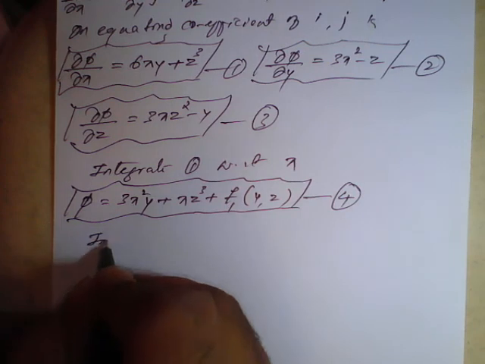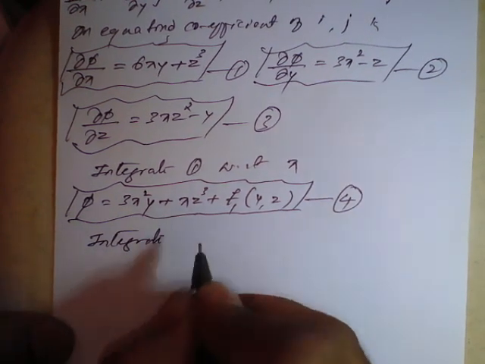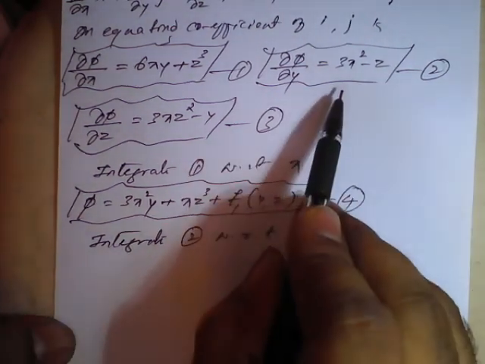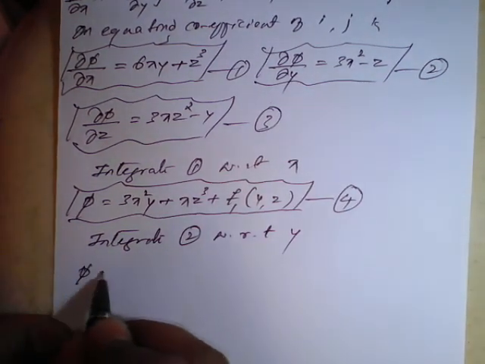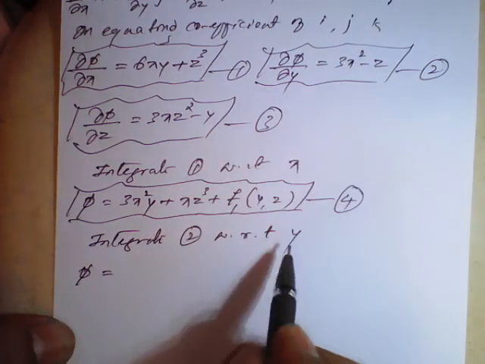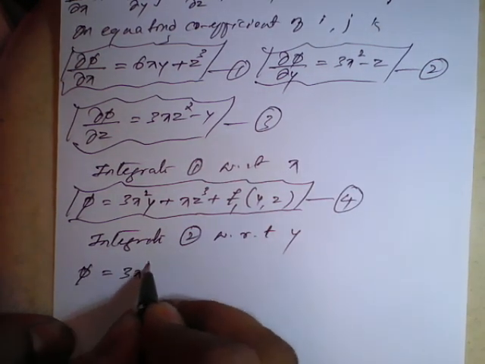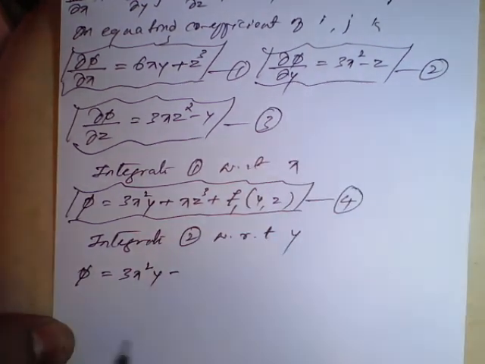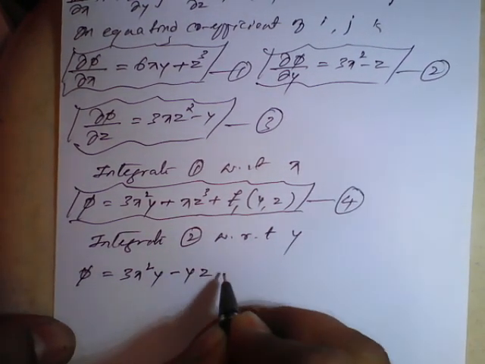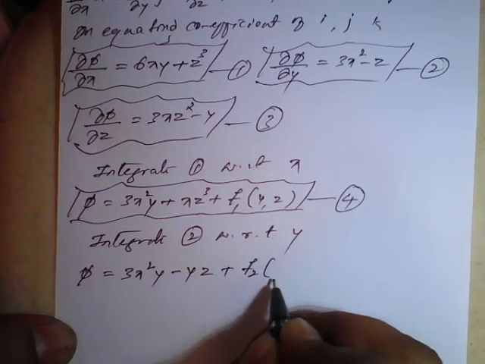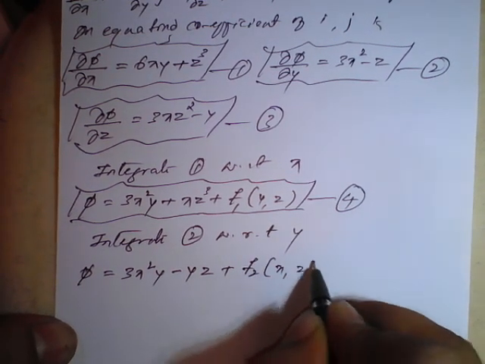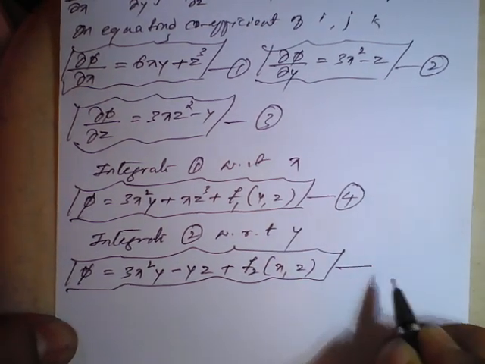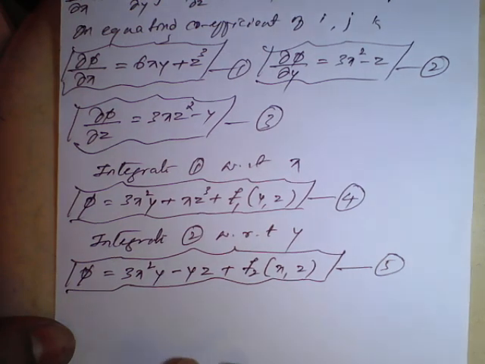Similarly, integrate 2 with respect to y, means second equation number 2. So it will become phi is equal to integration of 3x square with respect to y. So 3x square is a constant with respect to y, means multiply y, minus z is also constant with respect to y, so it will be yz, plus f2 of free from y means x comma z. This is the second phi we got, equation number 5.